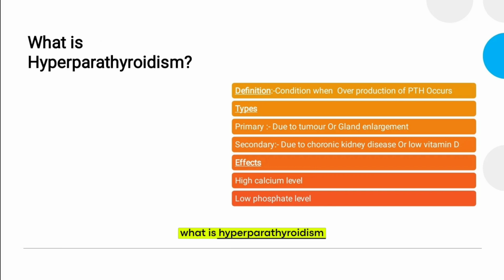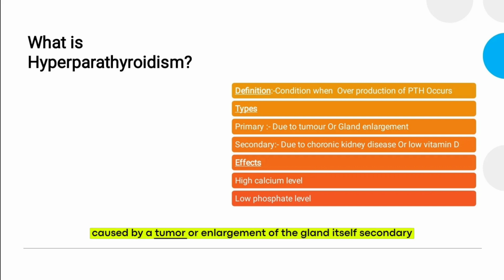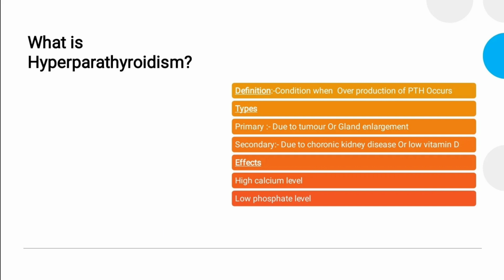What is hyperparathyroidism? It's a condition where your body produces too much PTH, that's parathyroid hormone. There are 2 main types. Primary, caused by a tumor or enlargement of the gland itself. Secondary, usually from chronic kidney disease or low vitamin D. So what happens to your body? You get high calcium and low phosphate levels. That's hyperparathyroidism in a nutshell.